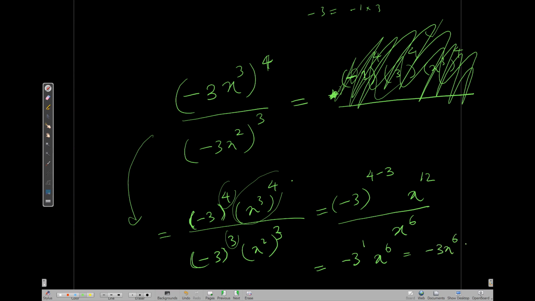So I think that's clear, and I think that's enough examples for this video. So remember, using these exponent rules, you can actually use them to simplify expressions. Okay, thank you.